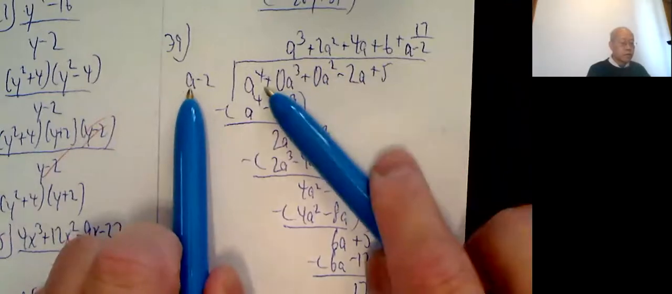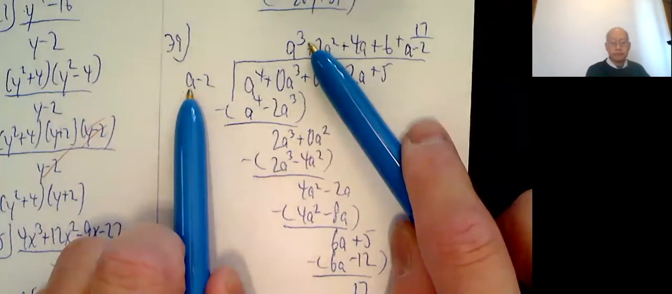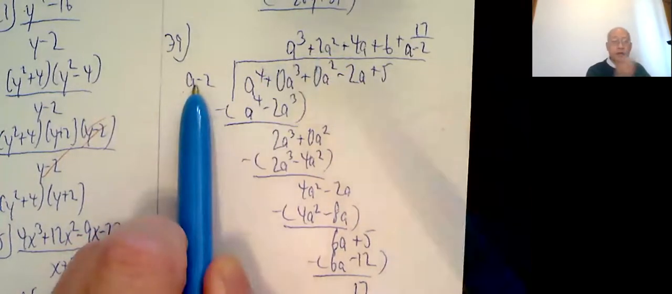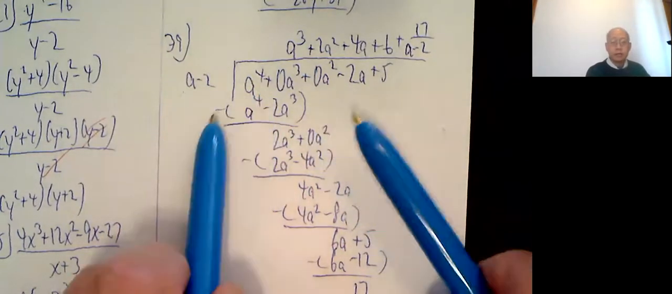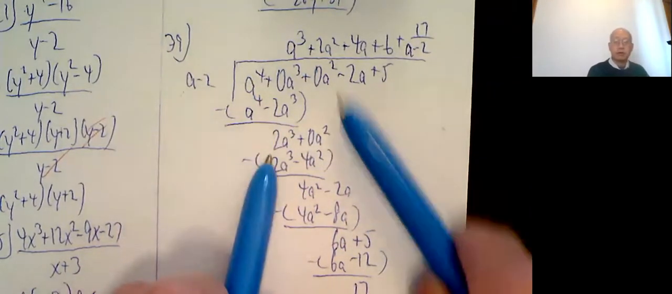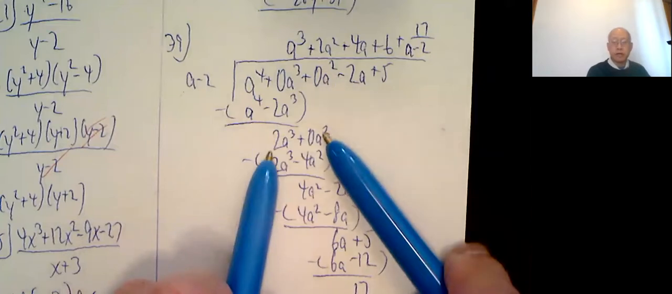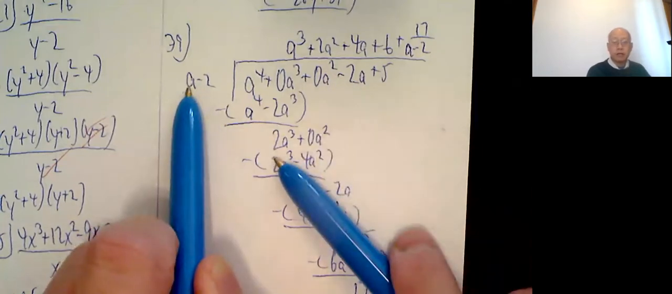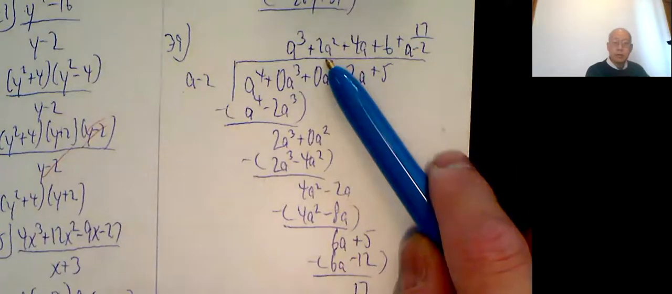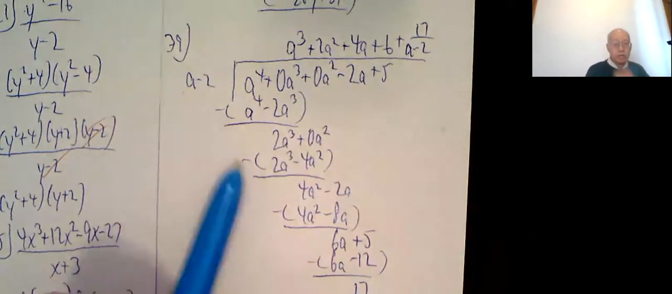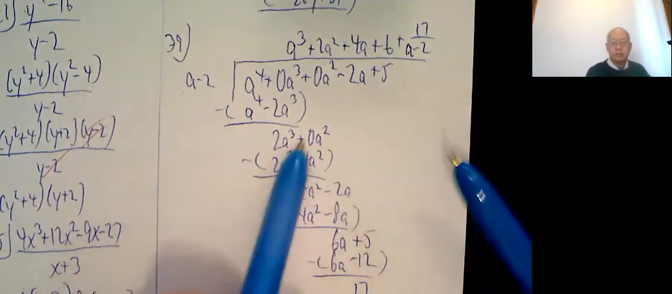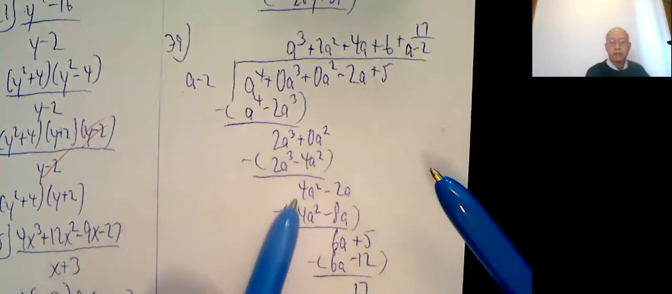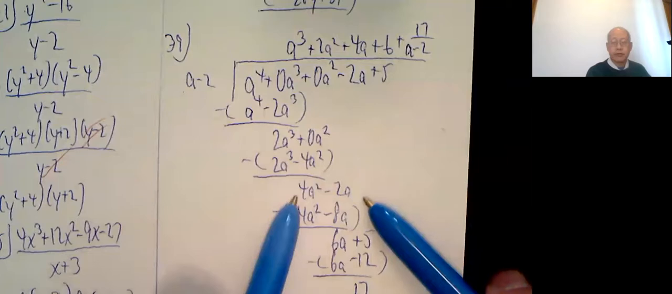How do you go from here to here? A cubed. A cubed times all that, a to the fourth minus 2a cubed, subtract, cancel, 0 minus a minus 2, positive 2a cubed, bring down the 0a squared. How do you go from here to here? 2a squared. 2a squared times all this, 2a cubed minus 4a squared, subtract, cancel, 0 minus a minus 4, positive 4a squared. Bring down the negative 2a. Just keep going, just like long division of numbers.